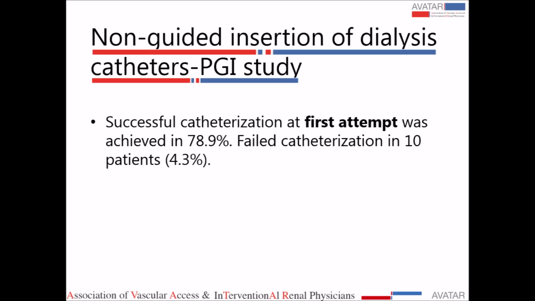So if you see what the rates were during that time, catheterization at first attempt was successful in around 79% of cases. Failed catheterization despite a number of attempts, 3 or 4 attempts, maximum 4, was there in 4.3% of cases. Now, if we talk about ultrasound guidance, what is recommended is that your failed catheterization rate should be around 1%. But most of the trials mention a failed catheterization rate of around 2 to 3%, and ours was 4%. So it was slightly higher compared to ultrasound guided insertion.